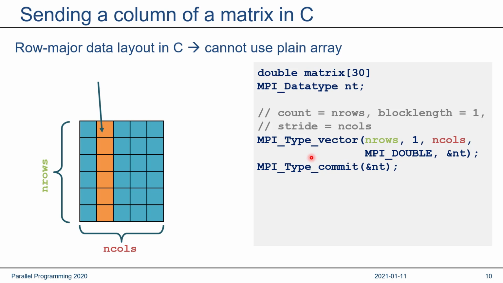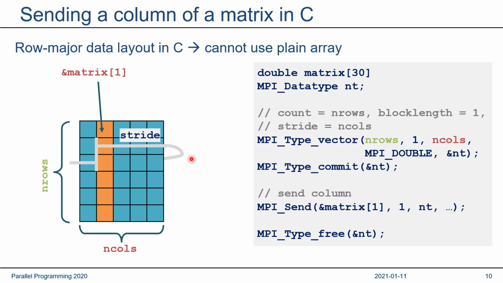Now, how do we do that? We need to know the number of blocks, which is n rows. Each block has a size of 1, because we only want to send a single column. And the number of columns, this is the distance from one block to the next, because the stride is just from the beginning of one block to the beginning of the next block, and that's exactly the length of one row in this data layout.